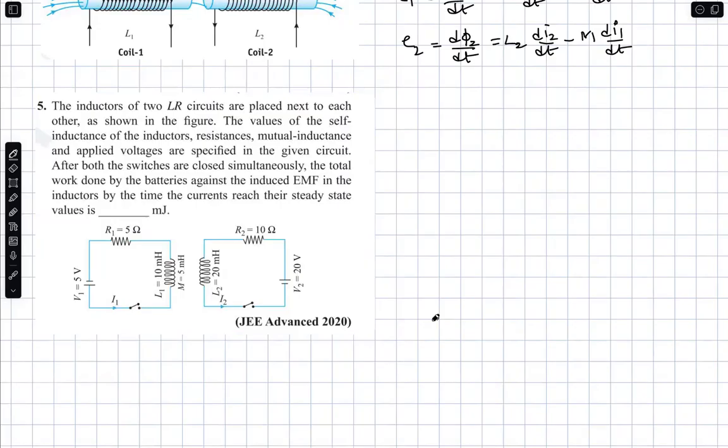The inductors of two LR circuits are placed next to each other as shown in the figure. The values of the self-inductance of the inductors, the arrangement, the resistances, all of that they have given. Now here, the sense of current, I am assuming it like this. For example, I am drawing only the inductors part. For example, you have the inductor arrangement like this.